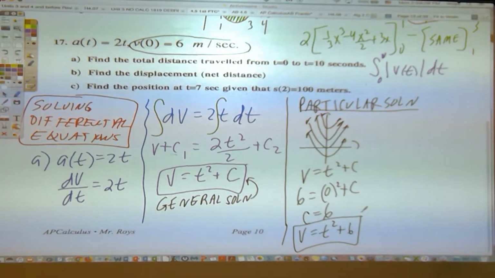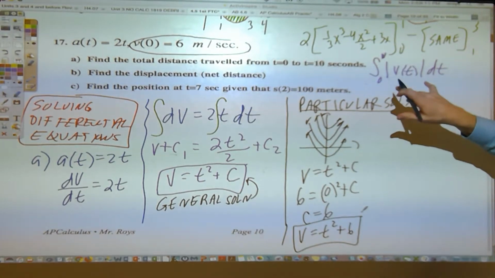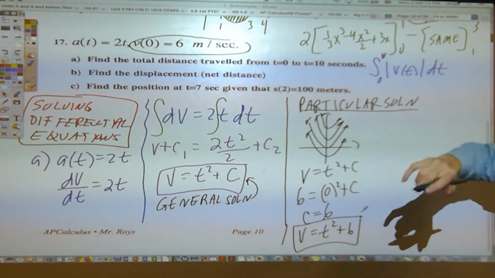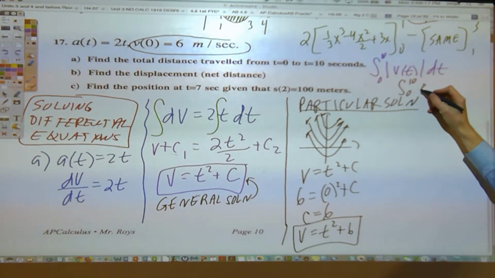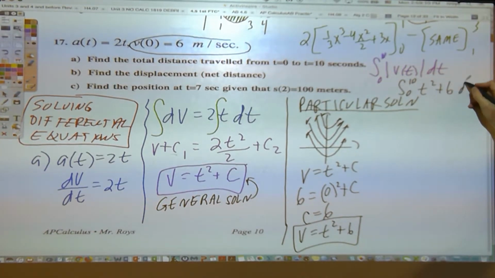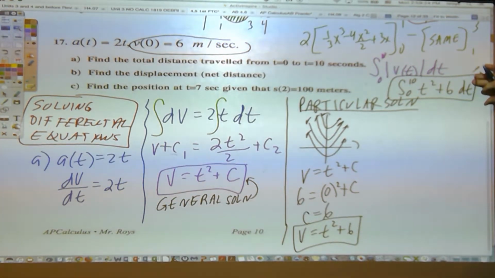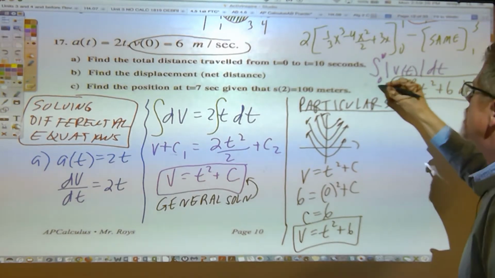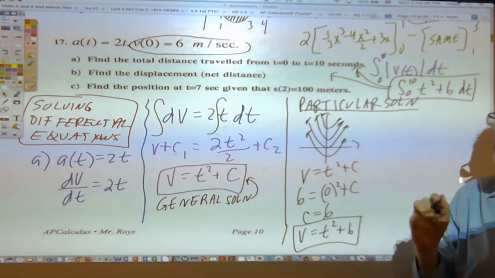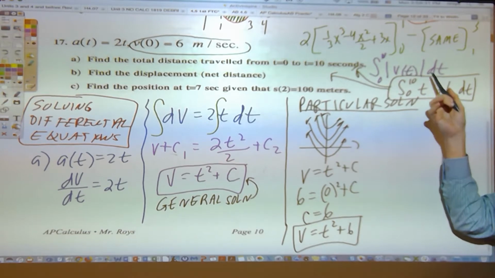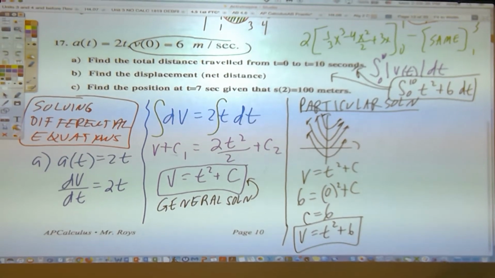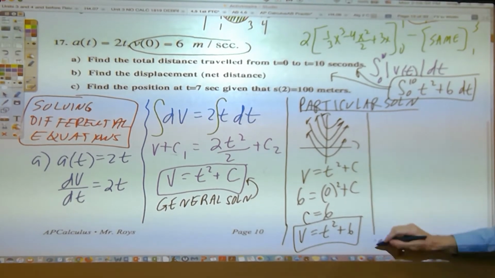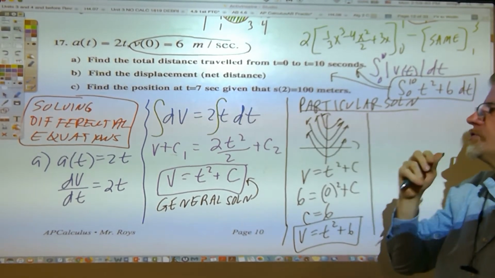That now is the function that we can use to answer the total distance question up here. We can just integrate 0 to 10. I don't even need the absolute value because t squared plus 6 is never negative. So this is the math problem I'd have to do to answer part A, and it would also answer part B. So A and B are done once we evaluate this using the fundamental theorem of calculus. Now, I do want to just finish part C, and then I'll take your question, Jack.